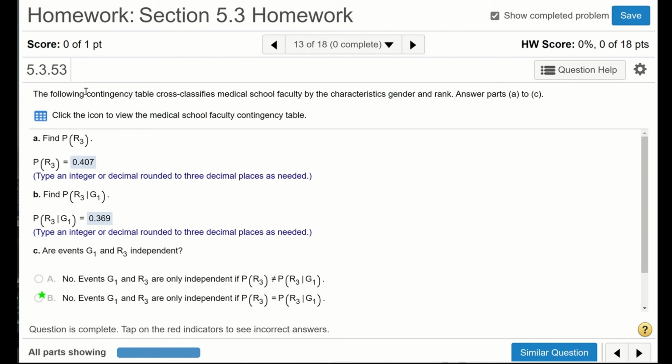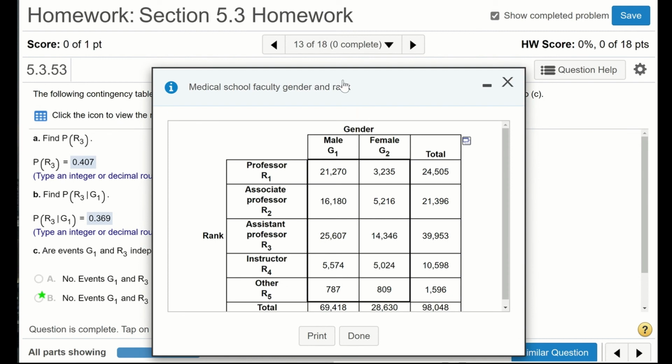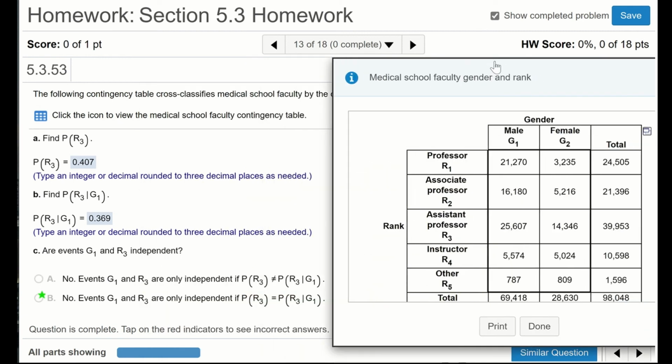In this problem, we're going to look at a contingency table, which is another name for the two-way table, which cross-classifies medical school faculty by the characteristics gender and rank. Okay, so let's take a quick look at it. There we are. So we want the probability of R3, right? So that would be the probability of being an assistant professor, correct?